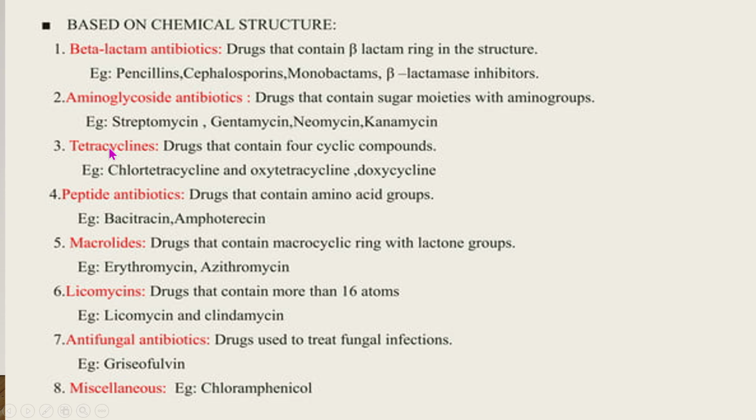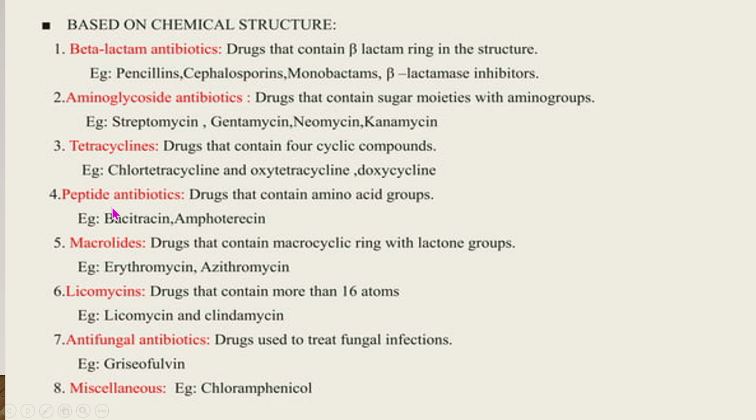Next class is tetracyclines, drugs that contain four cyclic compounds. The name itself suggests it: tetra means four, and a cyclic structure. If any drug molecule or chemical compound contains four cyclic rings and shows antibiotic action, it is categorized under the category tetracycline. Those are chlorotetracycline, oxytetracycline and doxycycline.